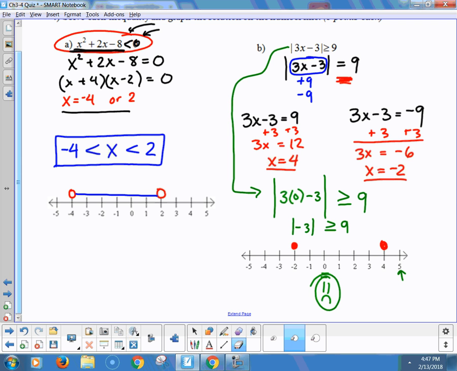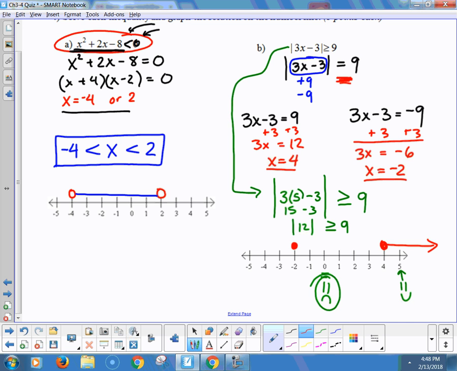Test 5. Does 3 times 5 minus 3? 3 times 5 is 15, and 15 minus 3 is 12. So does the absolute value of 12, is that greater than 9? This is success. Yay! So I know that values over here appear to work.